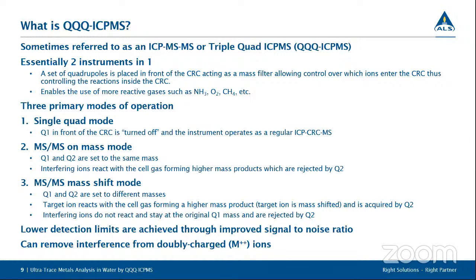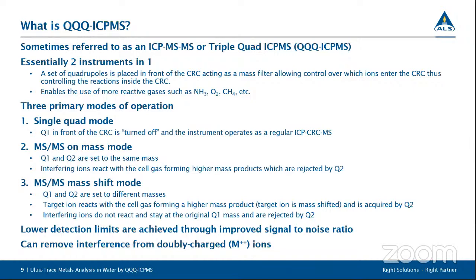Most triple quads will operate in three different modes, and the first mode is kind of pointless for this one. You can turn the first set of quads off and act in single quad mode. So the first set of quads will allow all the ions to enter the cell, which is kind of like a regular collision reaction cell. So it's not very useful with this instrument.